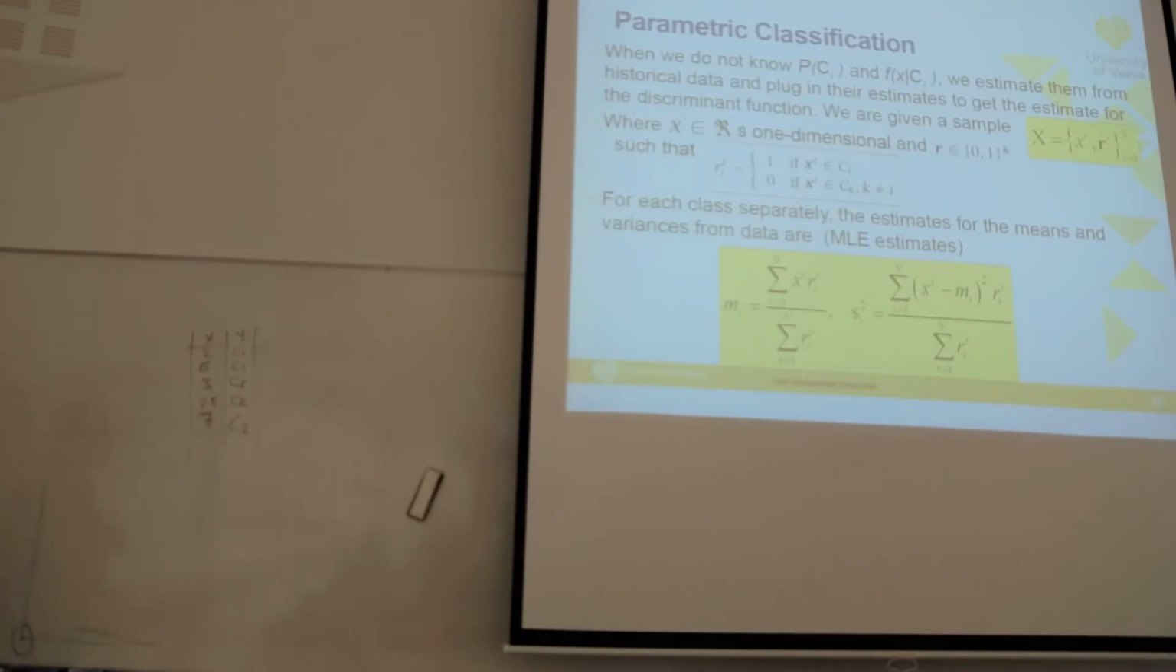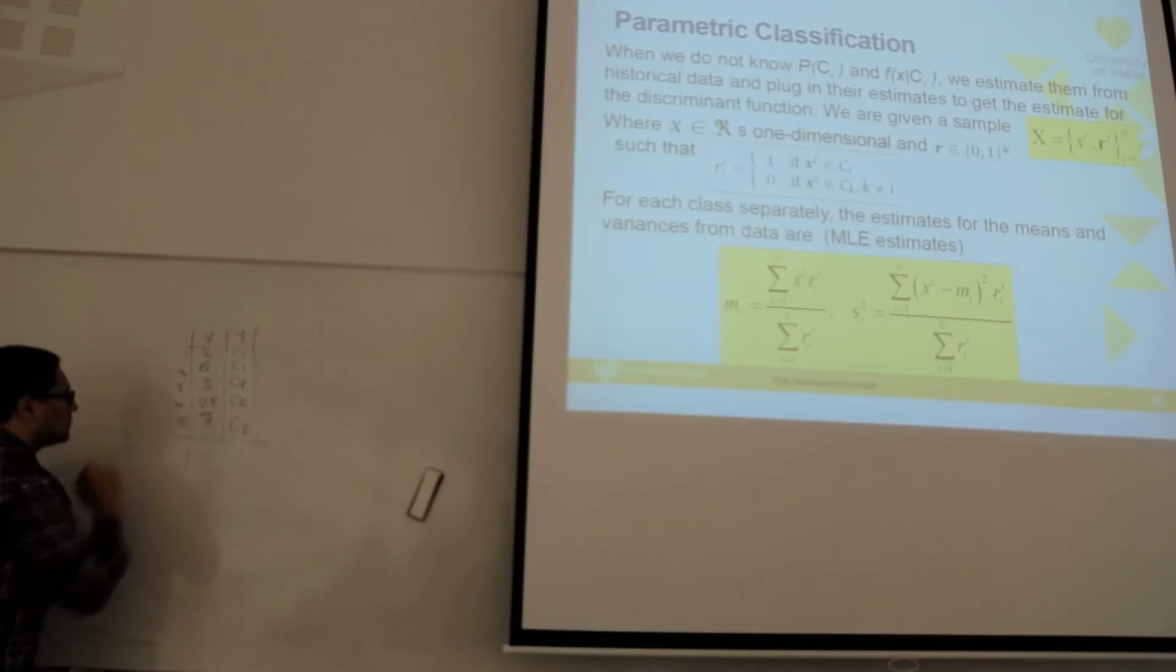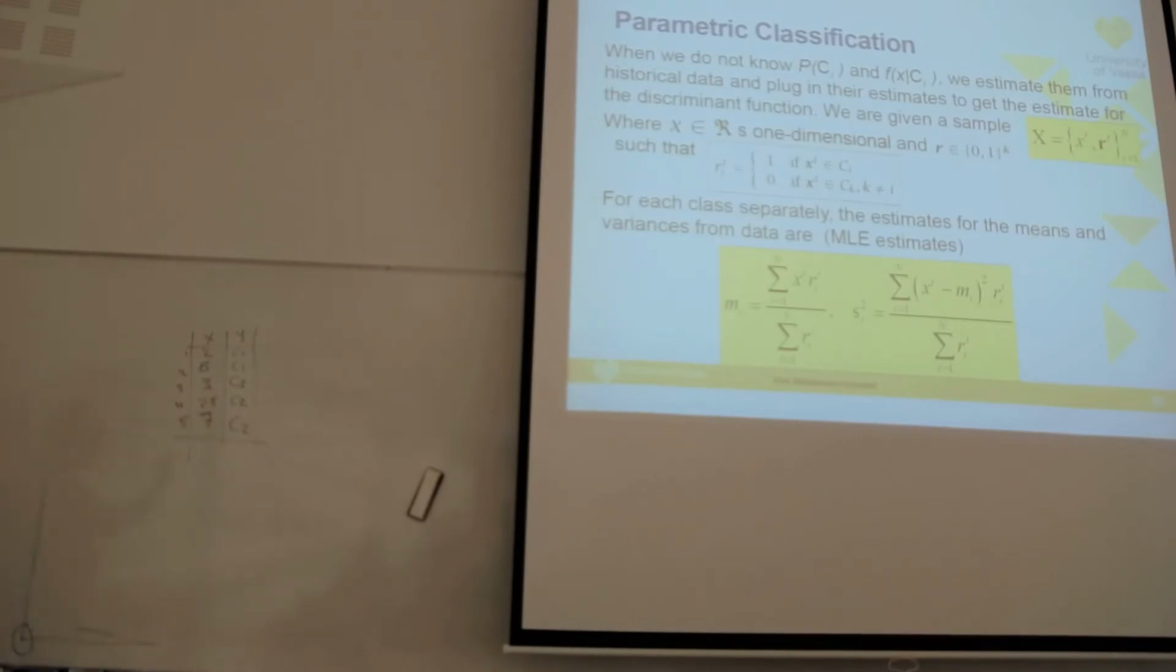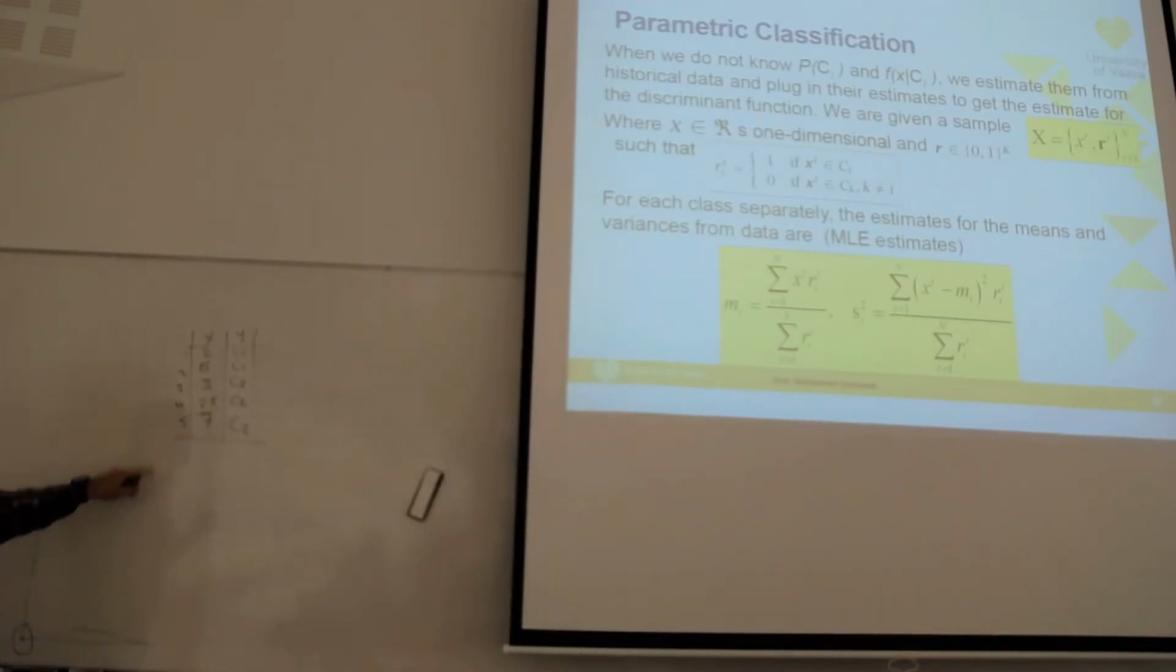Okay? So this is the data that we have. Now we assume that we have 3 classes only, because this is our data. So we have 1, 2, 3, 4, 5. So we have only 5 measurements of historical data. How could we compute M_i and S_i square out of this data?